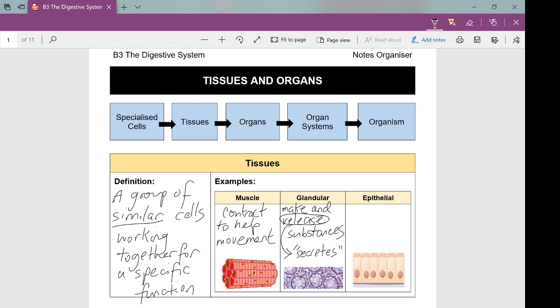And then epithelial tissue, the outer layer of your body is all epithelial tissue. Epithelial tissue is lining. So the outer layer of your skin is epithelial tissue, but on the inside, all of your organs are lined with epithelial tissue as well. So it's not just limited to your skin. There's epithelial tissue on the inside as well, lining your organs.